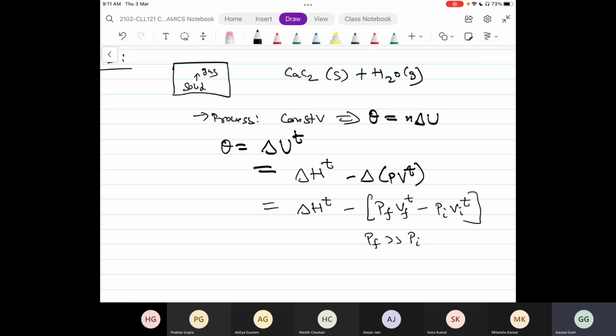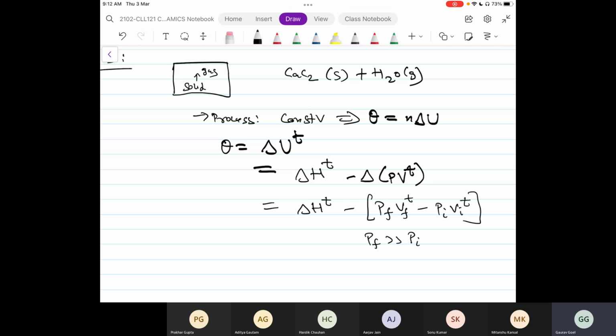Even before doing this calculation, you are burning a solid in a closed vessel. You know what will happen. Pressure will rise significantly. So the final pressure is much larger than the initial pressure. So even if you ignore the PiVi product, you would not make any error in this problem.